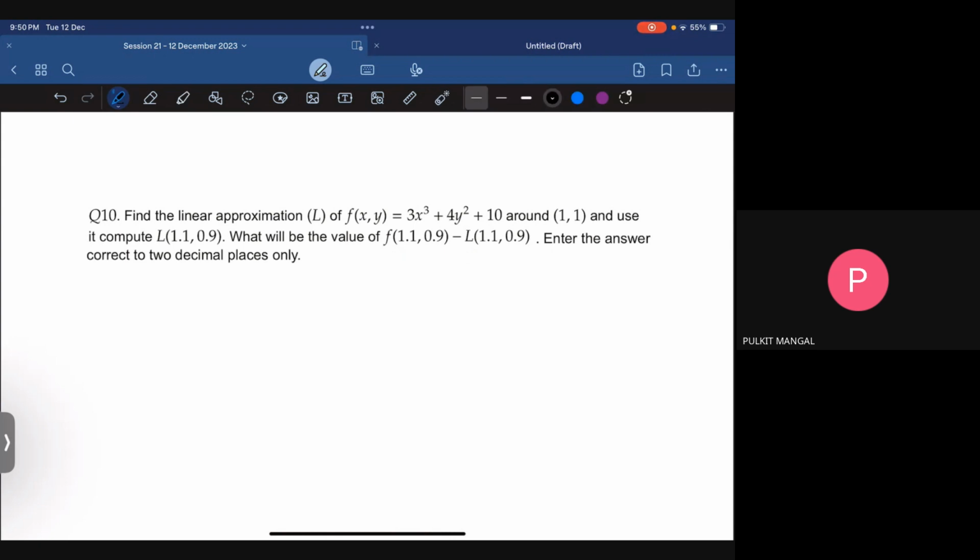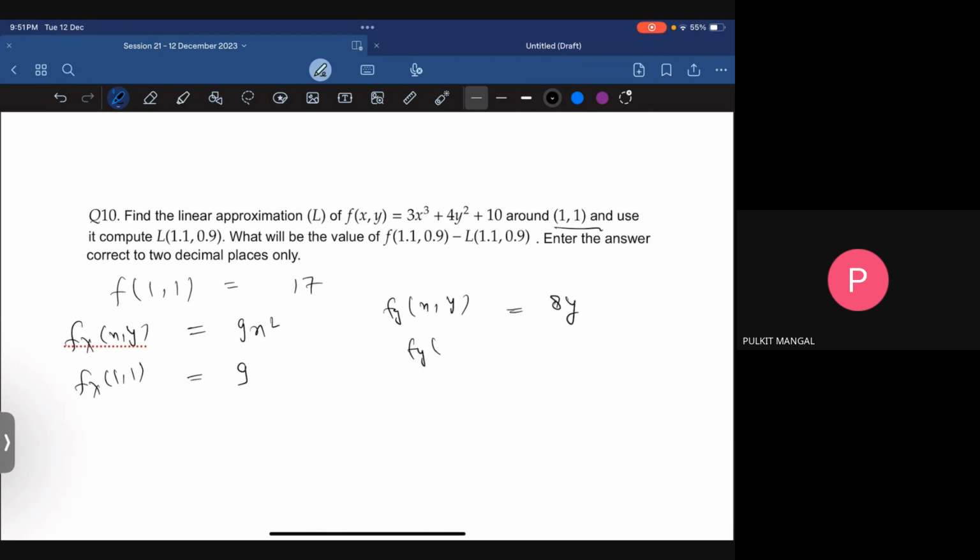So to find the linear approximation, we need to first find the function value. We are finding the linear approximation around the point (1, 1). So f of (1, 1) is 3 plus 4 plus 10, which is 17. Now fx would be 9x square. Fx at the point (1, 1) is 9. Fy would be 8y. Fy at the point (1, 1) is simply 8.